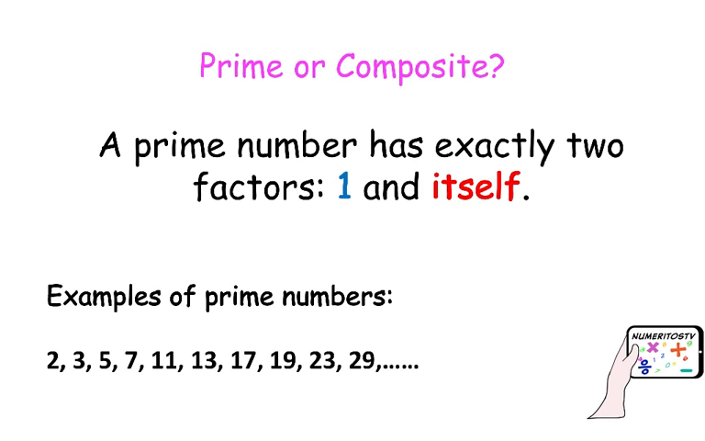As you can see, these numbers are only divisible by 1 and itself. They don't have any other factor. Also, one thing to notice is that 2 is the only even prime number.